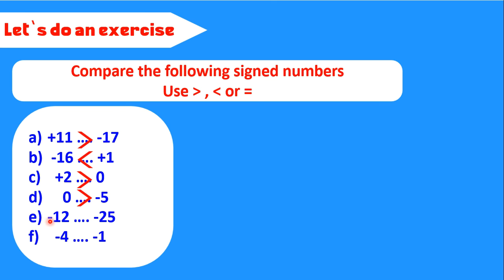Notice here minus and minus. So, negative and negative. As we said before, the greater the number, the less the signed number. So, 25 is greater than 12. So, minus 12 is greater than minus 25. Again here, minus 4 and minus 1. Minus and minus. The greater the number, the less the signed number. So, 4 is greater than 1, but the signed number minus 4 is less than minus 1.